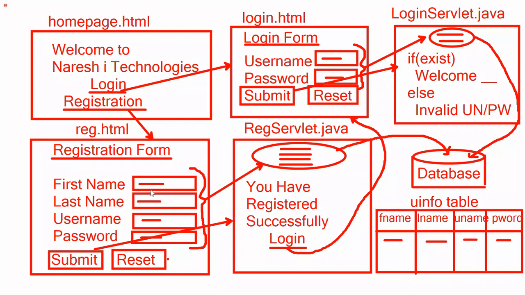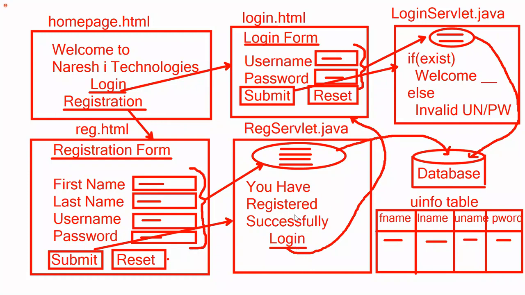This servlet is going to receive first name, last name, username, password, whatever you typed. Received. The received data is permanently stored in the database through JDBC code. Okay. Here the uinfo table, user information table. In that, fields fname, lname, uname, pword. This data is permanently stored in the database. One message comes, you have registered successfully. With this message, a hyperlink also comes, the login hyperlink.